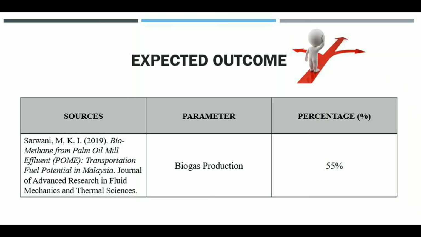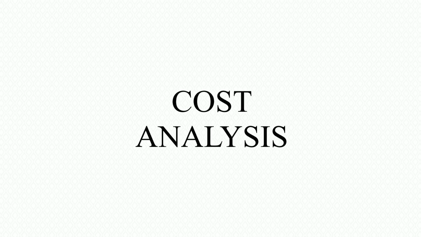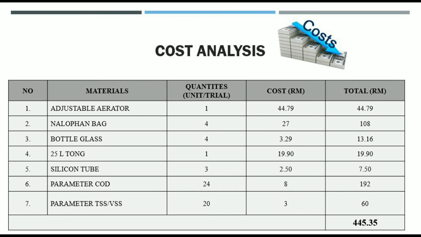The amount of biogas production that is predicted to be collected is around 55%. This assumption is based on the journal titled Biomethane from Palm Oil Mill Effluent POME, Transportation Fuel Potential in Malaysia, written by Muhammad Khairul Ikhwan Sarwani in 2019, that states that trapped POME through anaerobic digestion produces biogas containing 40% to 70% methane before being purified into biomethane for transportation fuel potential. In fact, the composition of biogas is 60% methane and 40% carbon dioxide. So, from this statement, we assume the biogas production that can be obtained later will be around 55% more or less. Cost analysis. The total cost for materials spent in this project is RM445.35.